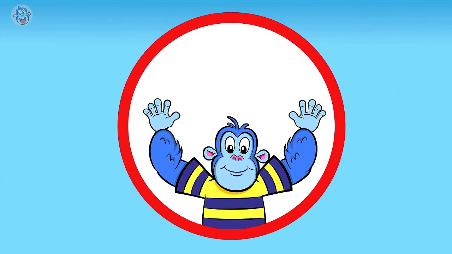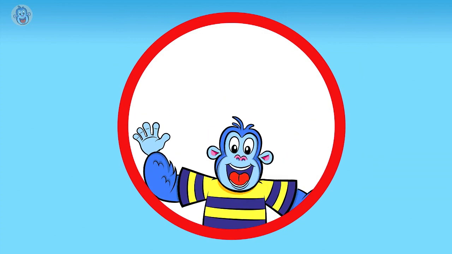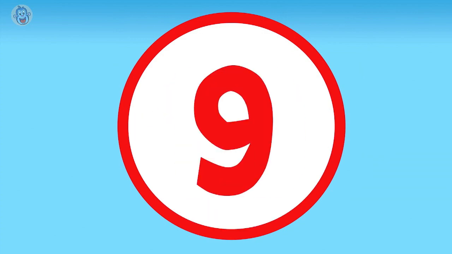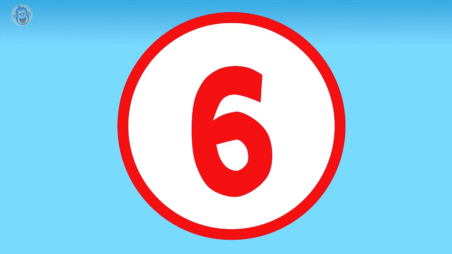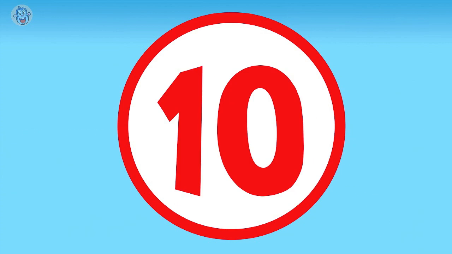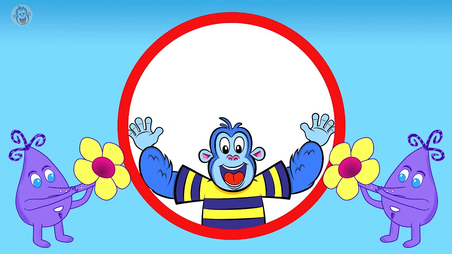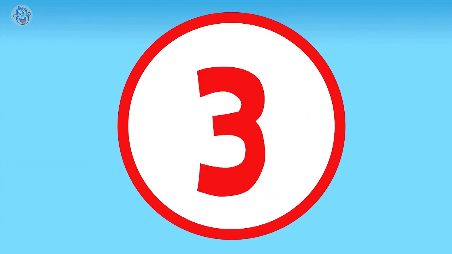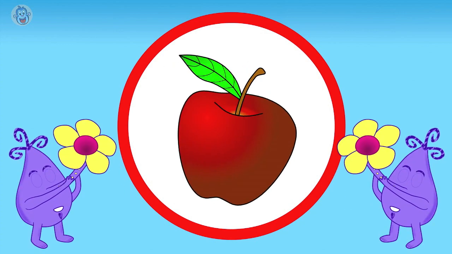And now let's say them all in a row from 10 back to 1. Everybody say 10, 9, 8, 7, 6, 5, 4, 3, 2, 1. Once again, 10, 9, 8, 7, 6, 5, 4, 3, 2, 1. Last time, 10, 9, 8, 7, 6, 5, 4, 3, 2, 1.